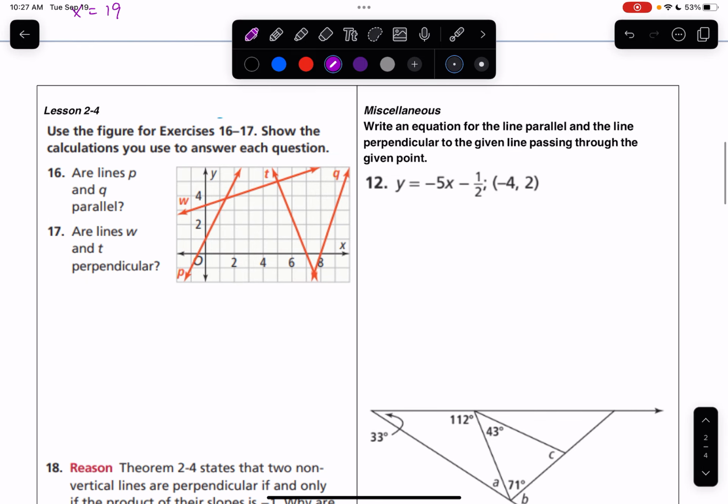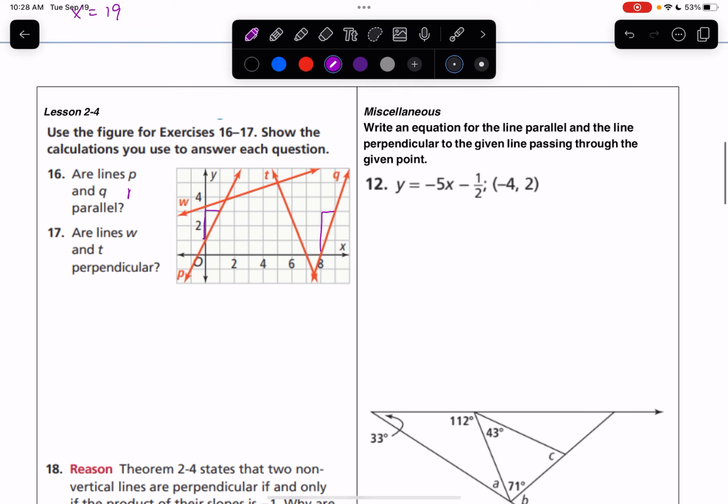Next, show the calculations used to answer each of these questions in 2-4. So our lines P and Q, are they parallel? We can find their slopes. We can do that based on the graph, or we can do that based on their points. If we're looking at the graph, we see that the line Q has a slope up 3 over 1, and line P has a slope up 2 over 1, so they are not parallel.